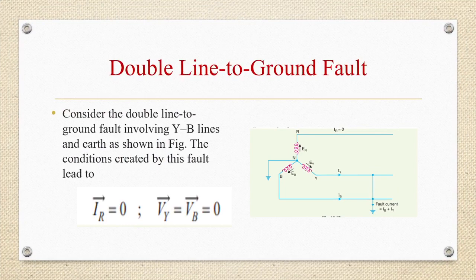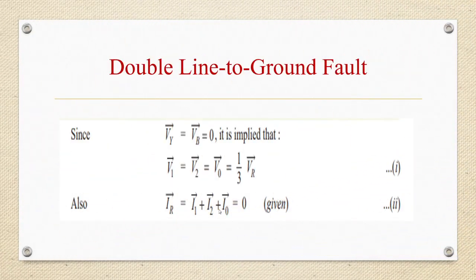Let us now see the third analysis, that is double line to ground fault. Let us consider a double line to ground fault involving YB lines and earth as shown in the figure. So YB and earth, this is our double line to ground fault, and the conditions created by this fault will lead to current in red phase as 0, voltage in Y and B phases as equal to 0. So Vy is equal to Vb is equal to 0.